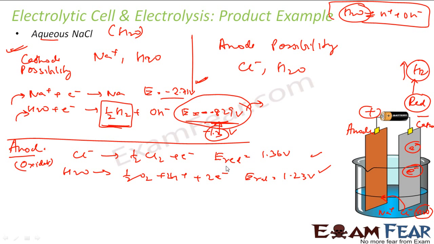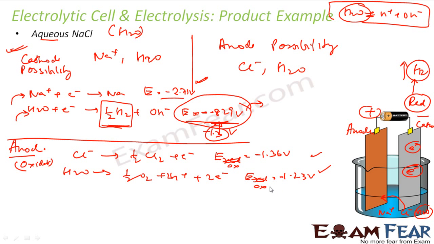So instead of reduction, let me take oxidation potential only to make things easy. If I am taking oxidation potential, I'll add a negative sign in both cases. Correct? So for oxidation to happen, the first reaction, for chlorine to get oxidized to chlorine gas, I need 1.36 volt of energy. Correct? For water to get oxidized to oxygen gas, I need 1.23 volt of energy.